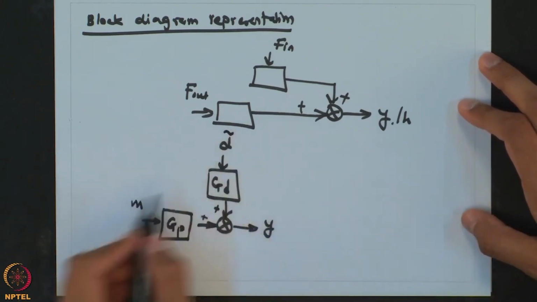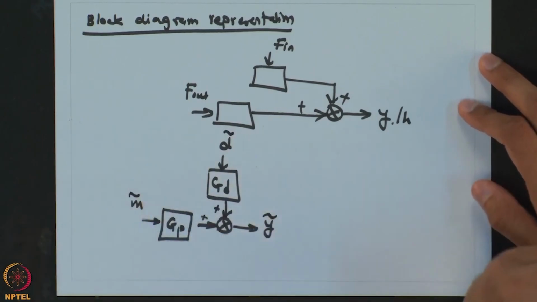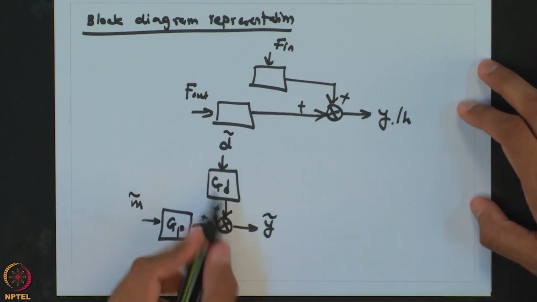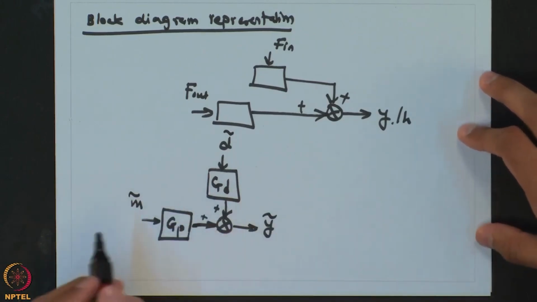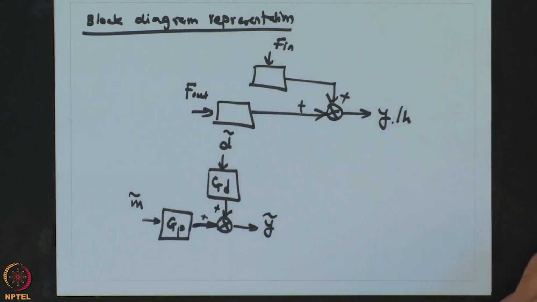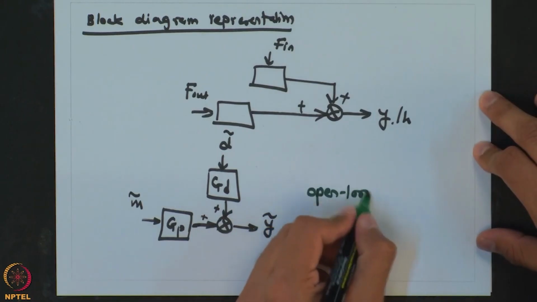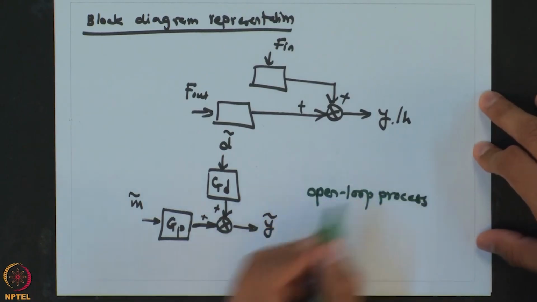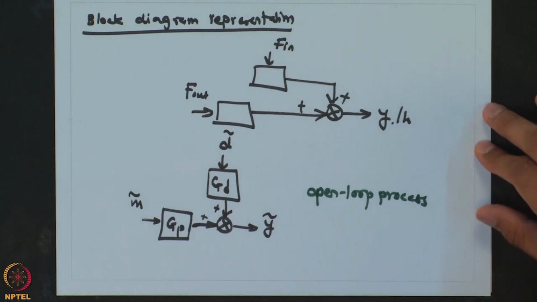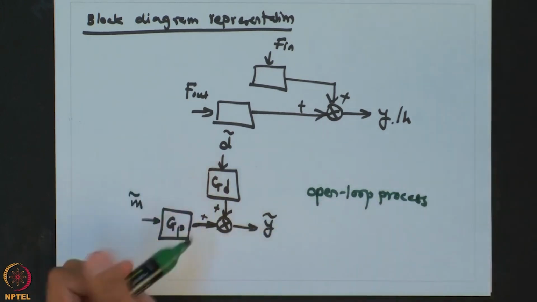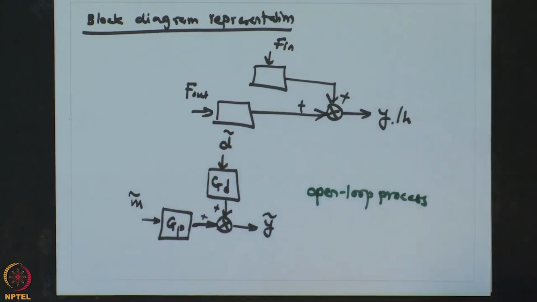And again by default we are considering deviation variables in each of these cases, and this is the case when there is no controller placed. We also call this arrangement an open loop process, or the response in the absence of a controller we will term the open loop response. So, this is the basic process which has a disturbance and a manipulated input. Now, we will try to expand this diagram and derive a block diagram for a feedback control system.